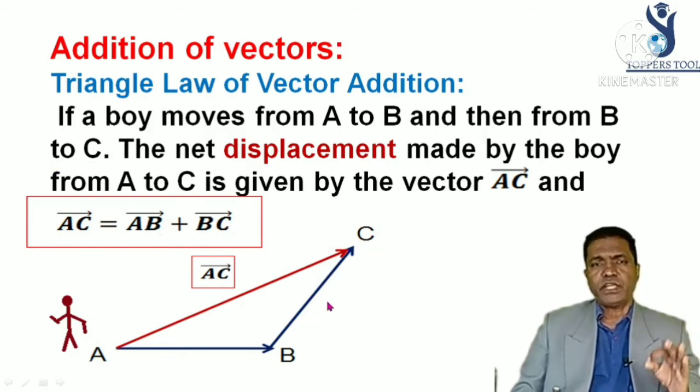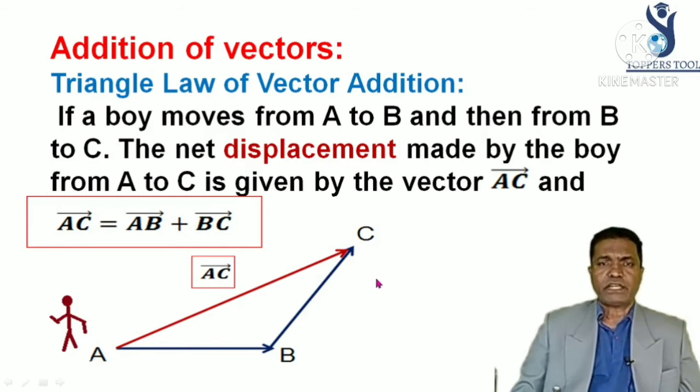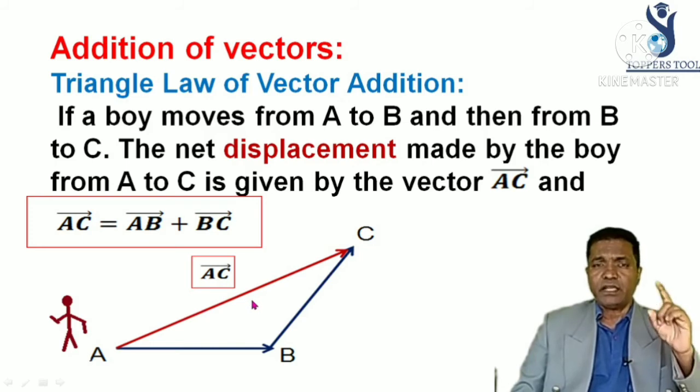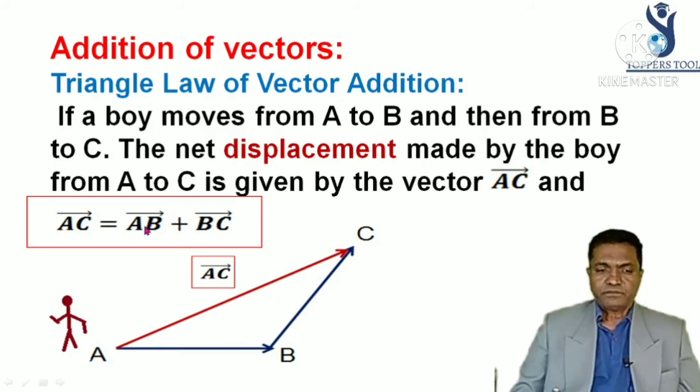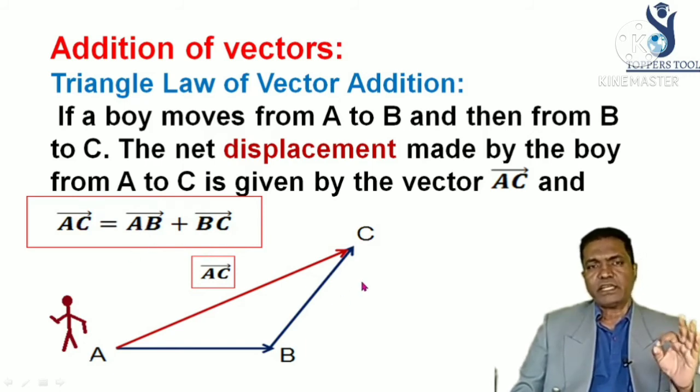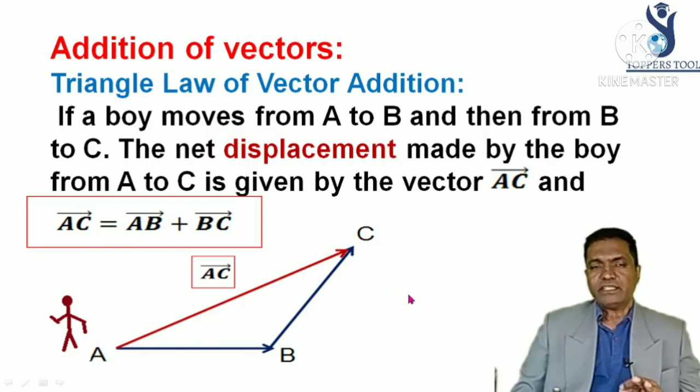So in this way you can add two vectors. Two vectors can be added if they are taken in order. Look at this: the end of the first vector must be the starting point of the second vector. In such a way you can add the vectors and their resultant, their sum, is vector AC. So this again plays an important role in this chapter.